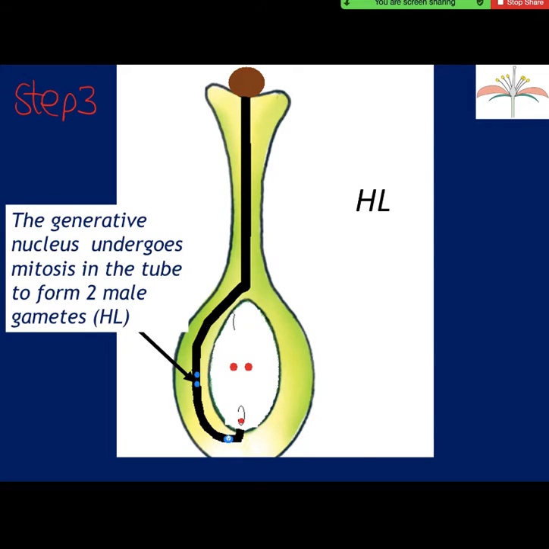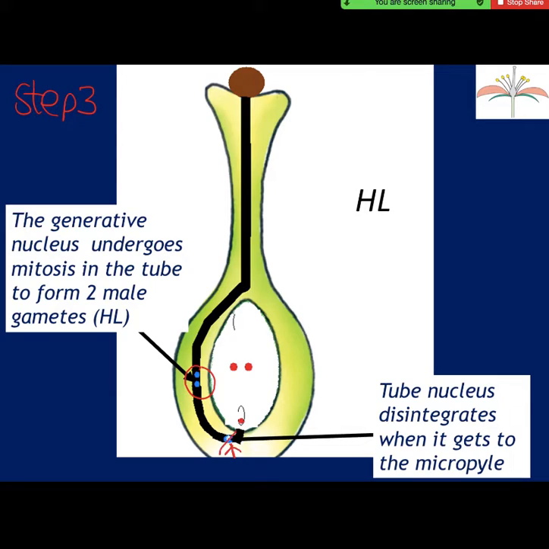And the points to note here now are, we originally in step 2 had only 2 dots in here, but now we have 2 here and we have 1 here. So this is the tube nucleus down here. And as your generative nucleus goes down the tube, it undergoes mitosis and it makes 2 male gametes. And your tube nucleus disintegrates when it gets to the micropyle, and the micropyle is the opening into the ovule. So this is where the male gametes are made. So mitosis in your pollen tube gives you 2 male gametes, and the tube nucleus, once it's done, destroys itself so that these little guys can mosey along down the tube and get into an ovule.